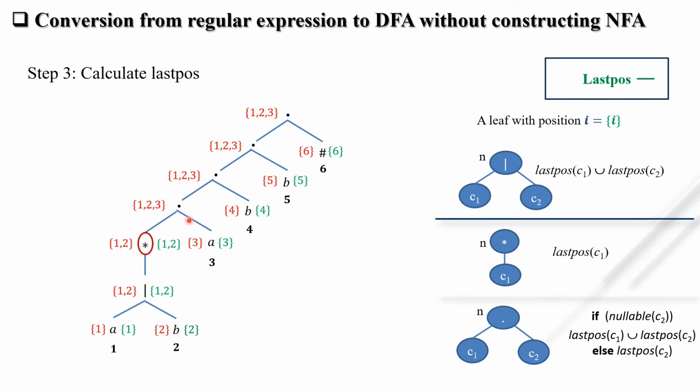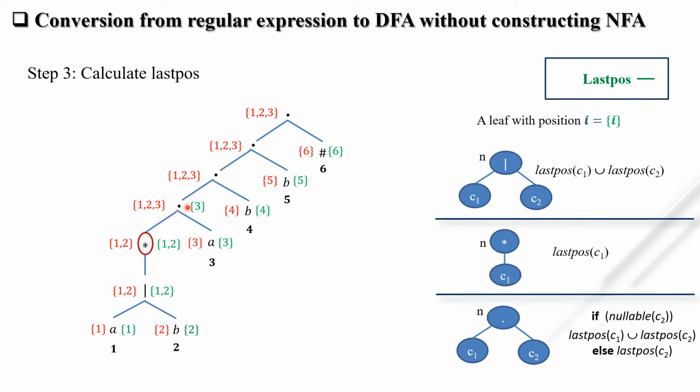For that, what is the rule? If C2 is nullable, now we have to see on the right hand side. This is C1, this is C2 for this concatenation symbol. If C2 is nullable, no, C2 is not nullable. There is an operand. So we have to follow the else part. So what is the last position of this concatenation symbol? The last position of C2. So simply we shift this 3 here.